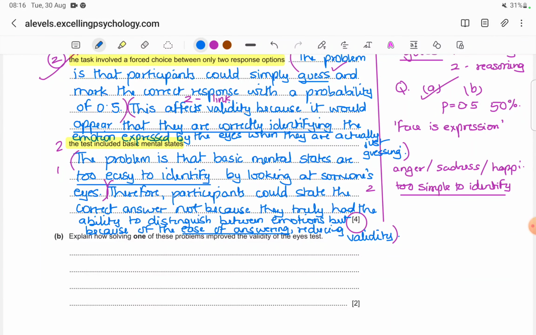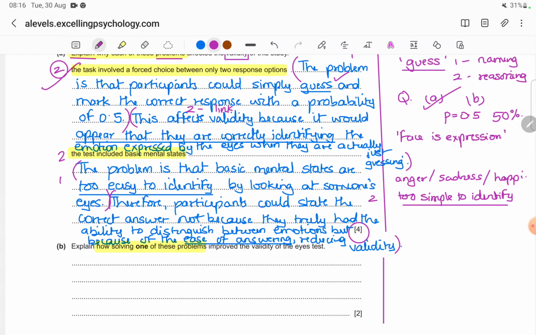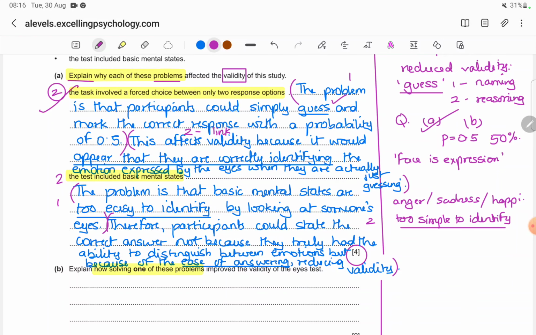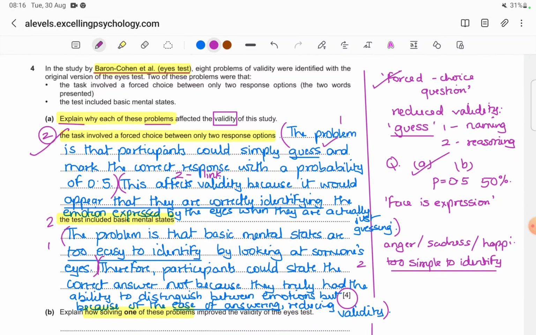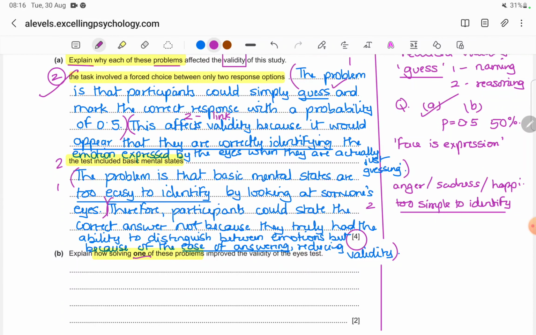This is related to the previous, so it is 4b. Explain how solving one of these problems improved the validity of the ICE test. Now this is clearly a descriptive question, because we have to answer from our knowledge of the revised ICE test. So I'll take the first one. You could take the second one as well. I'll just take the first because we have to answer any one. So I'll make a choice of the first one.